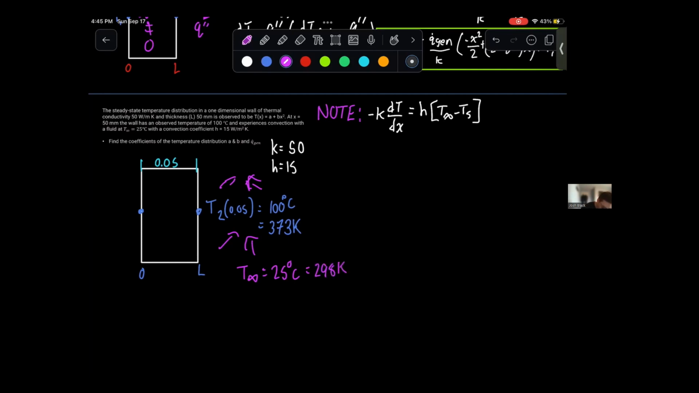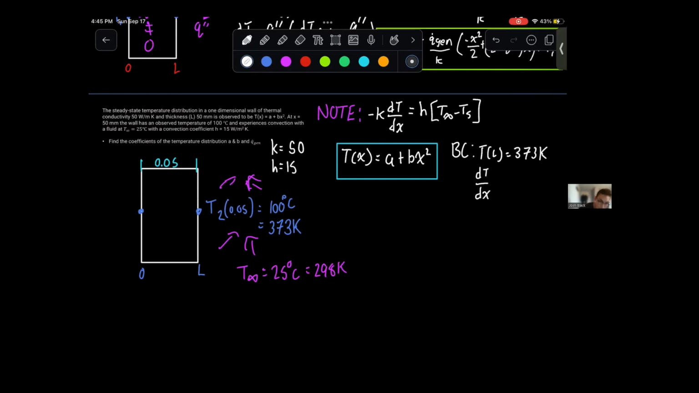We know T of x is in the form a plus b x squared. Now, we only require two boundary conditions, but there's actually three. So let's just do the ones that we need first, and then I'll show you the third one. The first boundary condition is we have the temperature at L that's equal to 373 Kelvin. Easy peasy, beautiful. We also know that dT/dx at L is going to be equal to the convection flux divided by negative K.